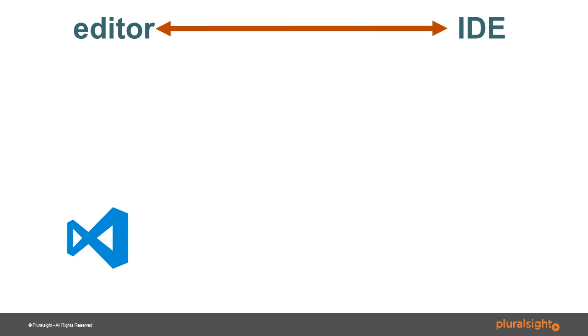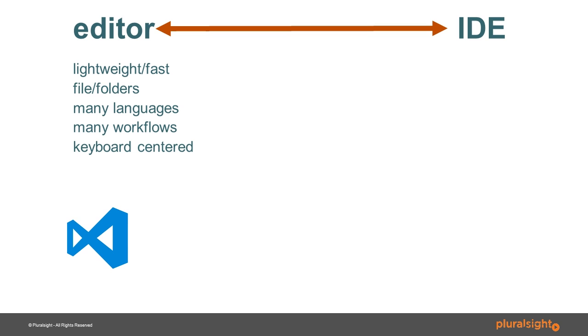The editor is something that gives you things like being lightweight and fast. It's file and folder based. You can support many languages and workflows, and you can fly through the code with the keyboard. Things like Sublime fall directly on the editor platform. Yeah, you can extend it and there are plugins for it, but it really is built to be a super fast editor, so you can type like crazy.